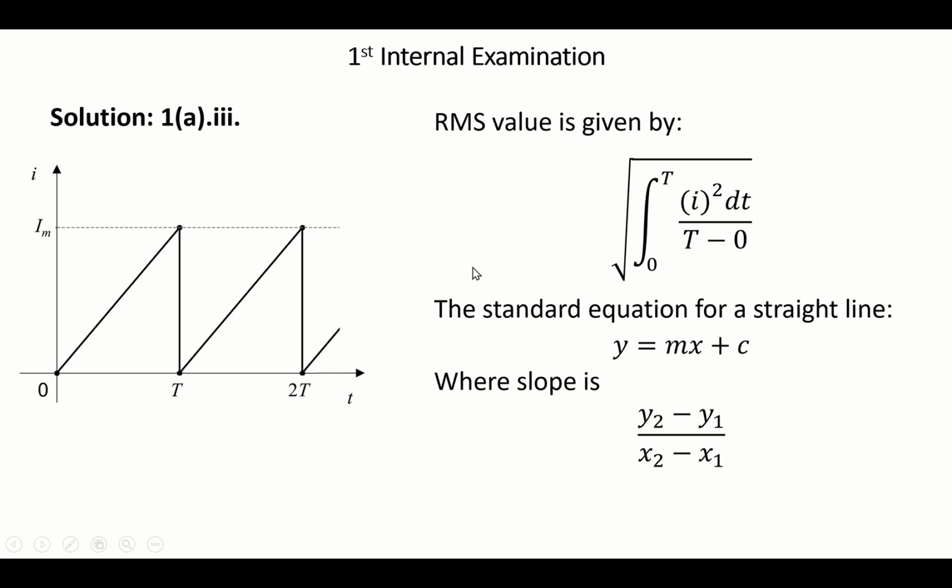And in order to know the value of current during this period from 0 to T, we know that the expression for a straight line is given as y equal to mx plus c, where m is the slope of the line and c is the intercept. Since we have 0 intercept in this case, c is 0, and we will be finding the slope of this particular line using the well-known standard form y2 minus y1 divided by x2 minus x1, where y2 is im and y1 is 0, while x2 is capital T and x1 is 0.